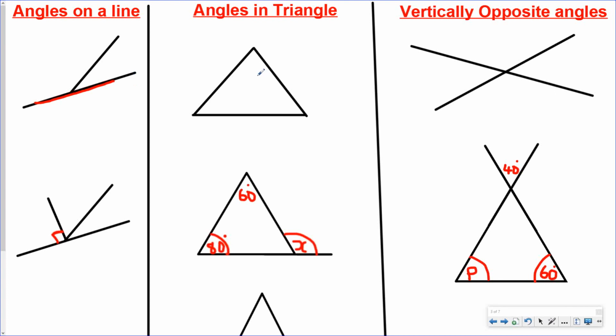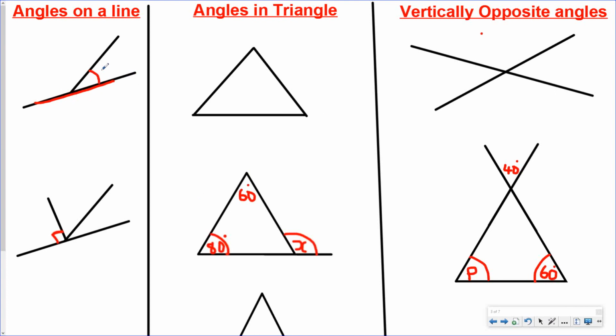Raina, want to have a go? Angles in a triangle, 180. Angles in a straight line, 180. You have a go now. Angles in a triangle, 180. Angles on a straight line, 180. Excellent, brilliant. So therefore, here is going to be 180.